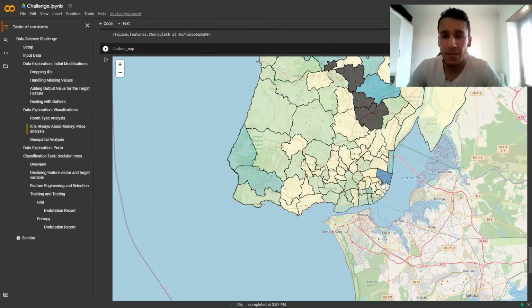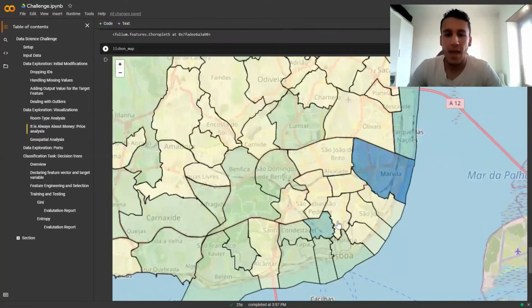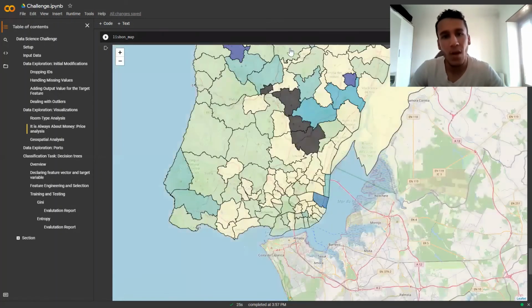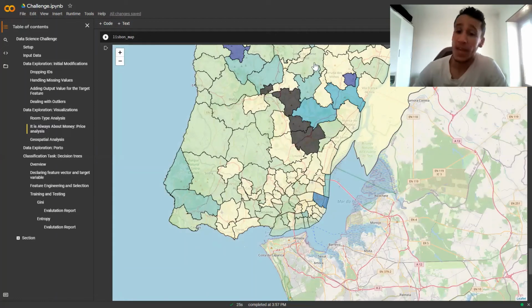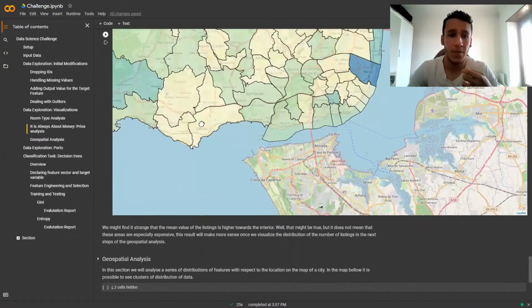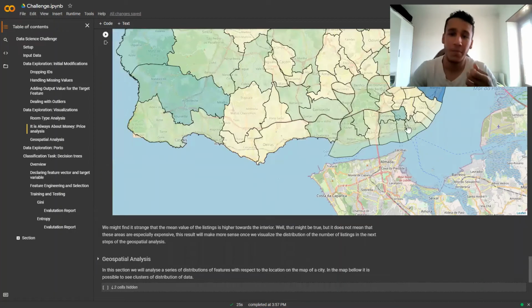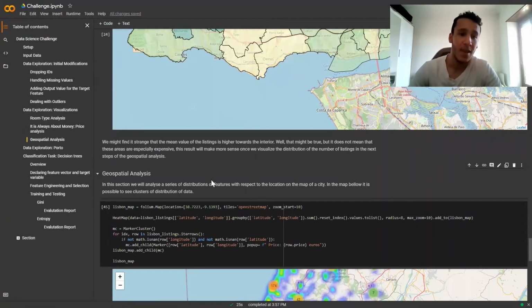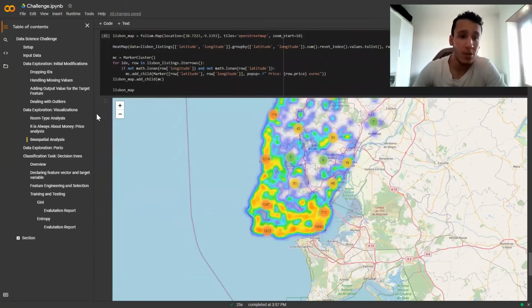And here, for example in Marvila, it's more for expensive houses, and the others maybe don't have as many Airbnb listings. So that's a justification right there. It's really interesting to look at this because you can see what areas have more Airbnb or not, and where is expensive or not expensive. That serves as motivation for the next part, which is the geospatial analysis.